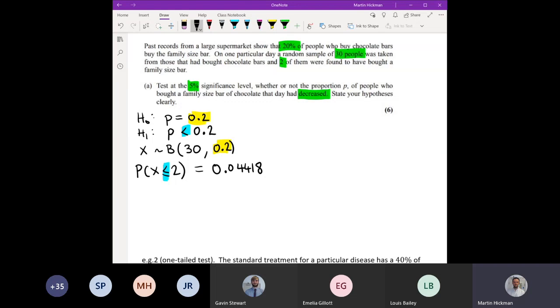Now, I'll look at this probability, and what I now do is compare it to my significance level, which is 5%. So the probability here of 2 or less is less than 5%. Now, if the probability is less than your significance level, we reject H0. The probability has fallen below 5%, which is enough reason to cause suspicion. So we then say reject H0. There is sufficient evidence.